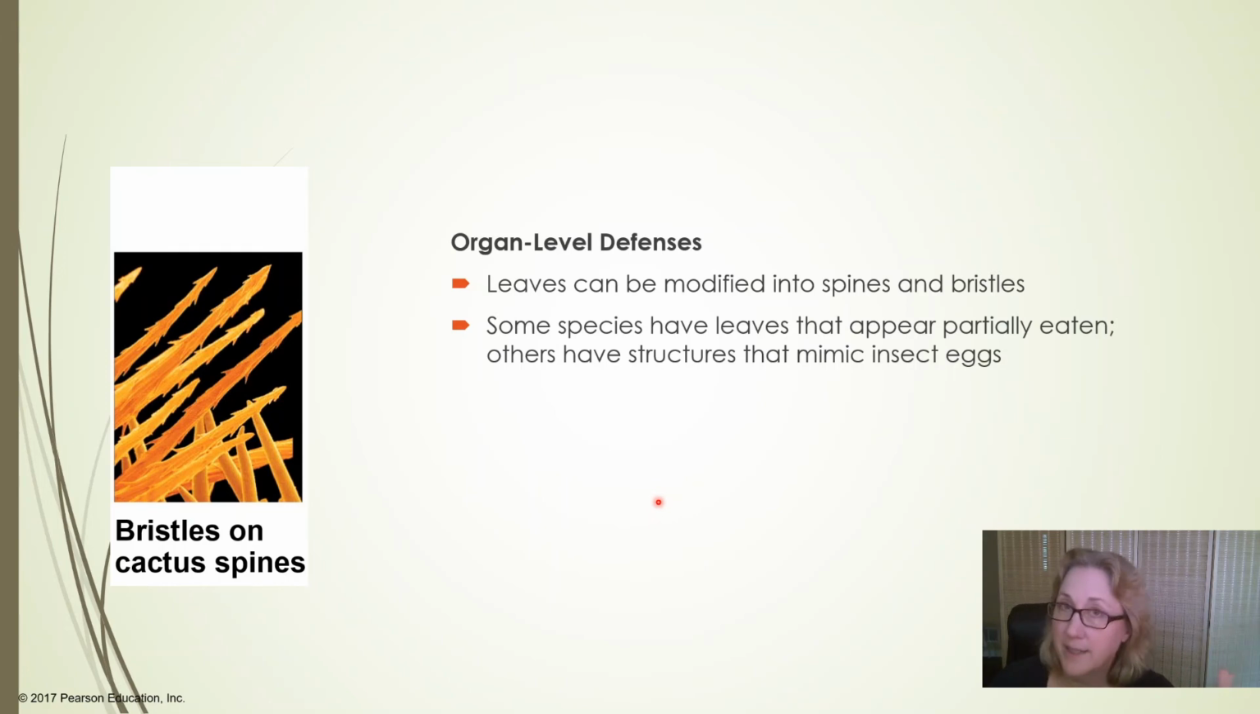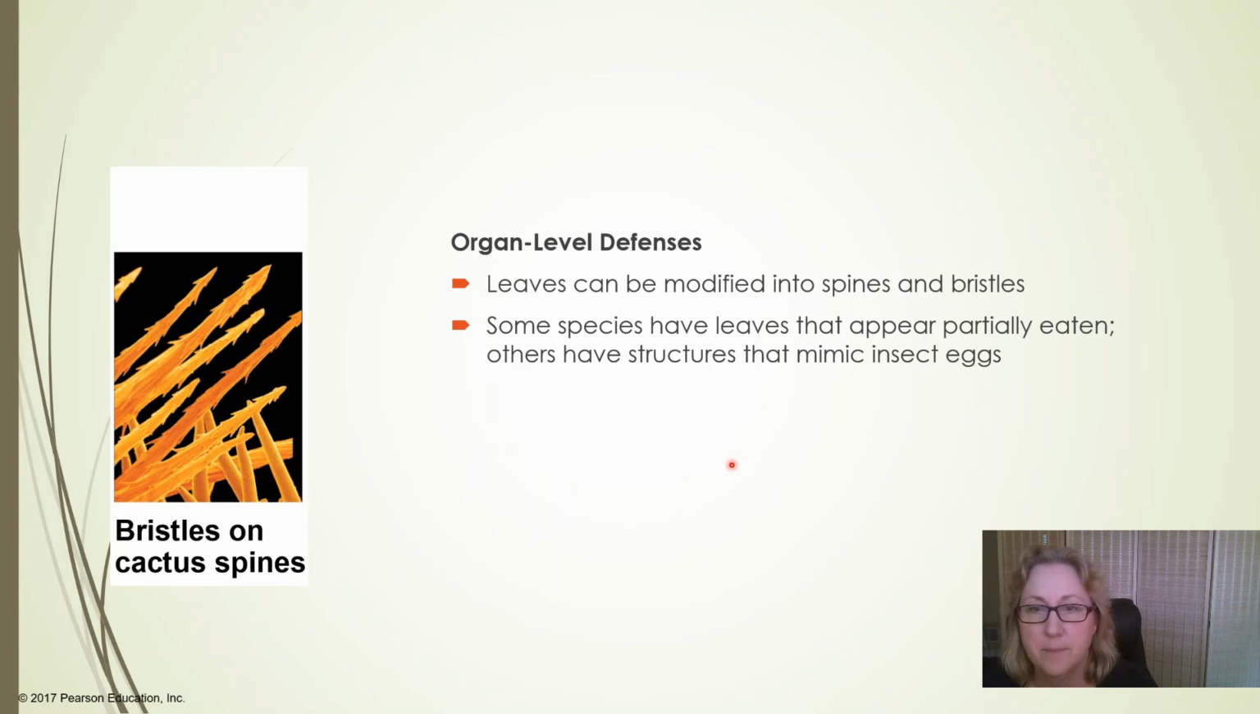Whole organs can be turned into defense mechanisms. So for example, the leaves on cactuses have, through natural selection, become spines and bristles, and these are designed to be extremely unpleasant for herbivores to encounter. Sometimes just the stems have spines on them, and sometimes the entire plant is covered with spines and it has no leaves at all.